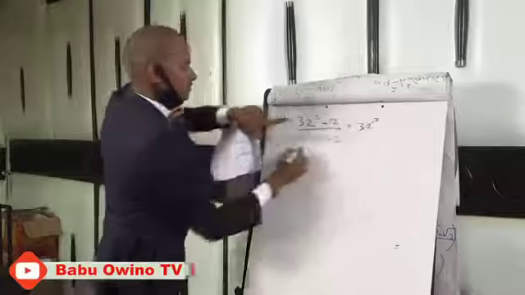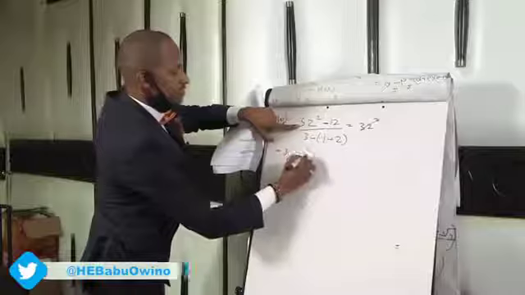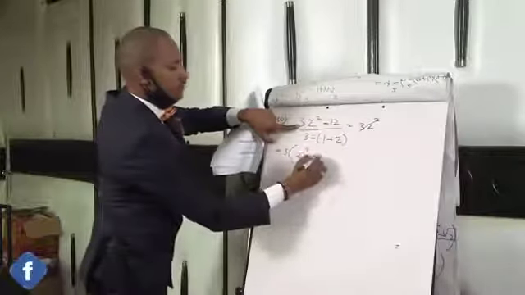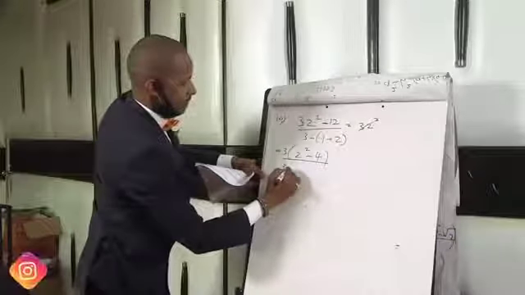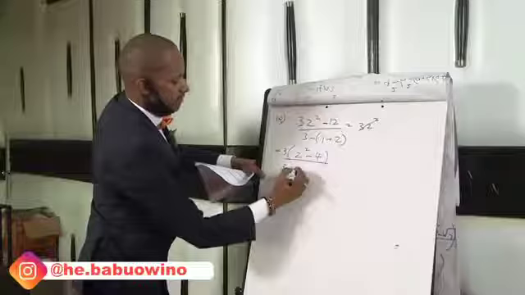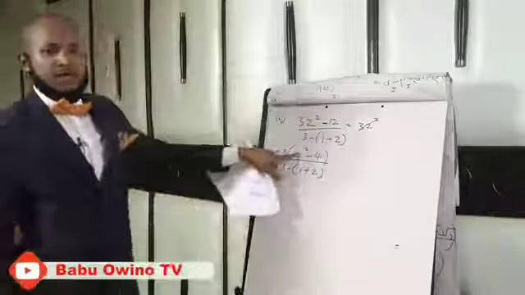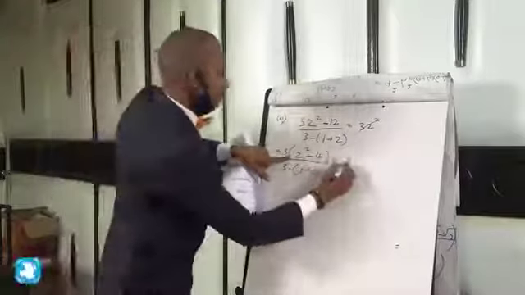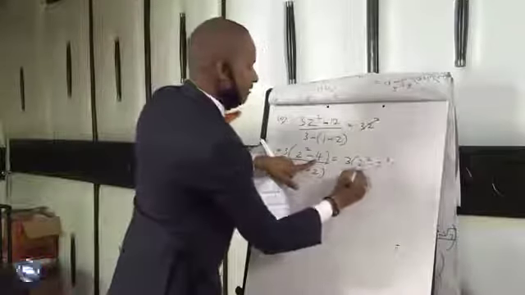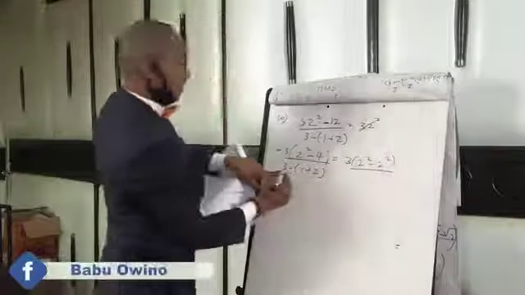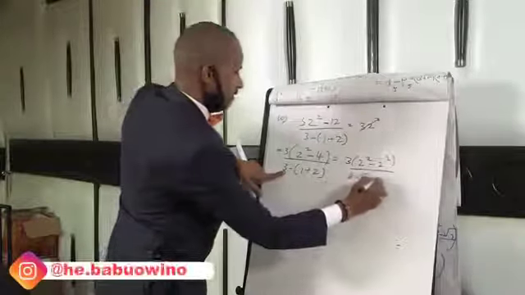So you can simplify this by saying 3 into z squared minus 4, since 3 goes into 12 four times, divided by 3 minus 1 plus z. Then minus 4 can be written as minus 2 squared, divided by 3 minus 1 plus z.